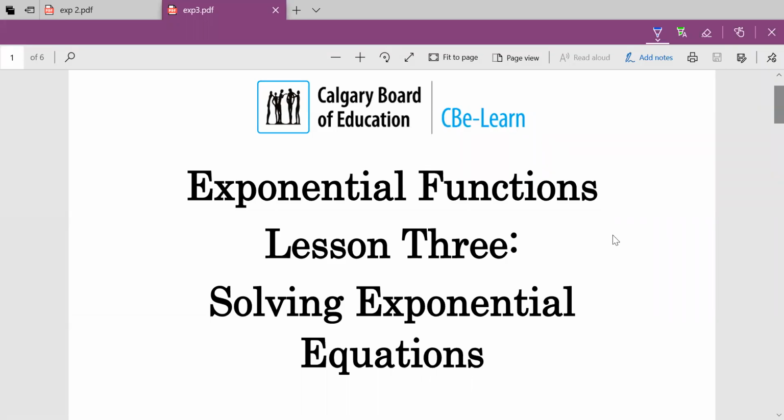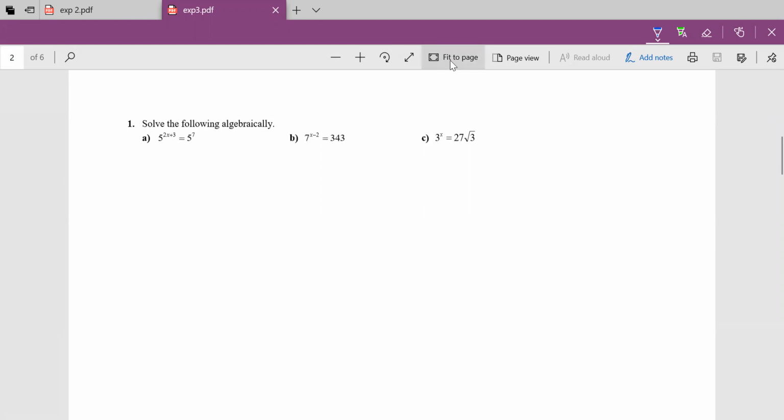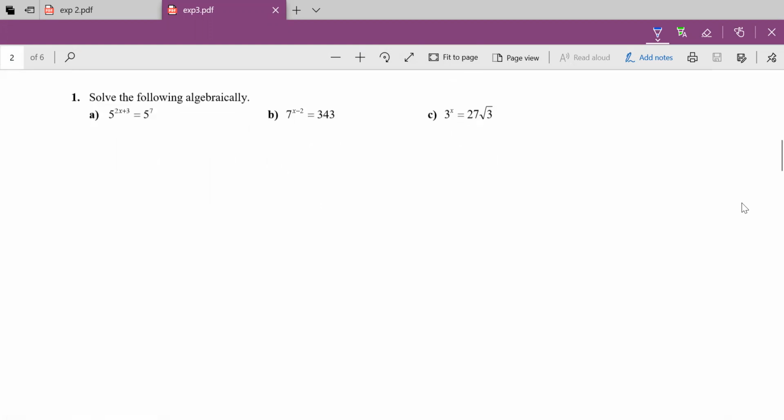Hey mathletes, here we are in exponential functions. Let's solve some of these things algebraically. Now, as I say the word algebraically, what I'd like you to remember is every equation that I'm ever asked to solve in 30-1, I can graph and solve.